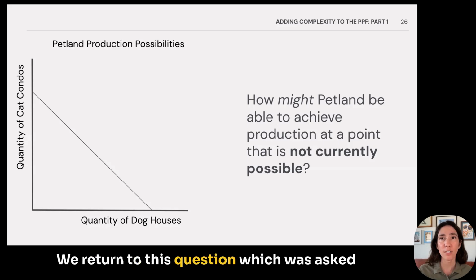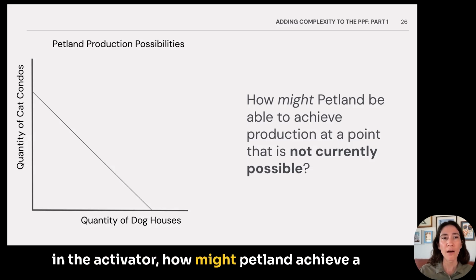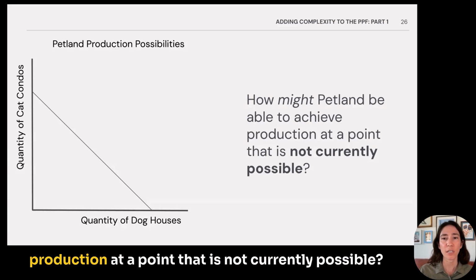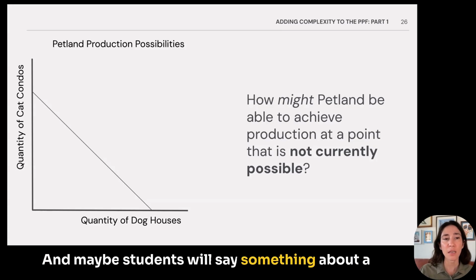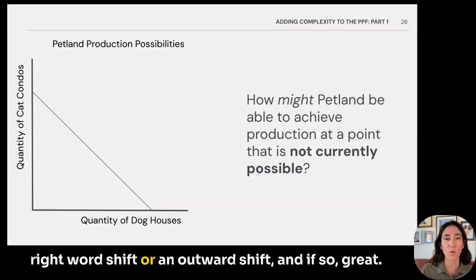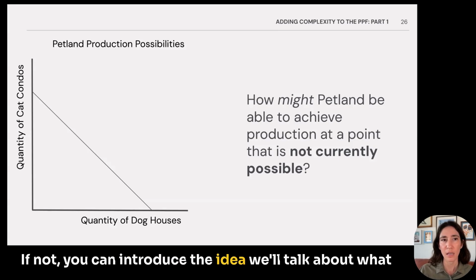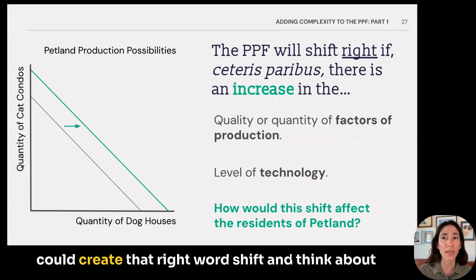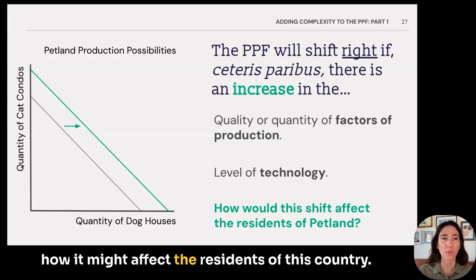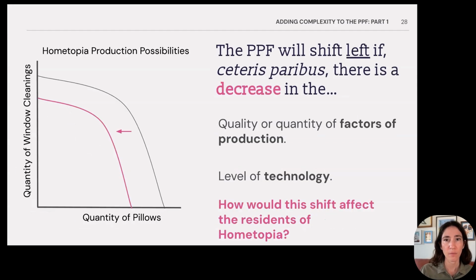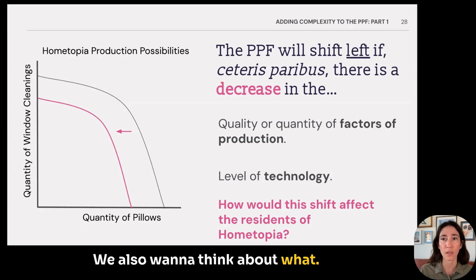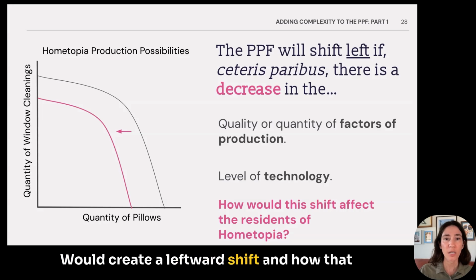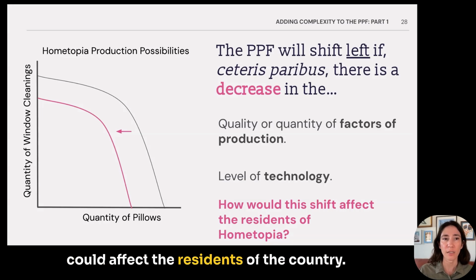We return to this question, which was asked in the activator: how might Petland achieve a production at a point that is not currently possible? And maybe students will say something about a rightward shift or an outward shift, and if so, great. If not, you can introduce the idea. We'll talk about what could create that rightward shift and think about how it might affect the residents of this country. We also want to think about what would create a leftward shift and how that could affect the residents of the country.